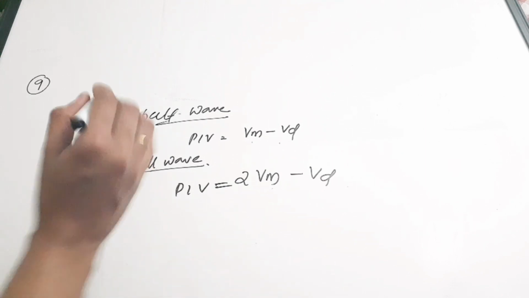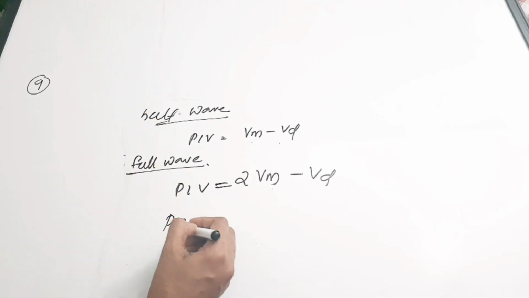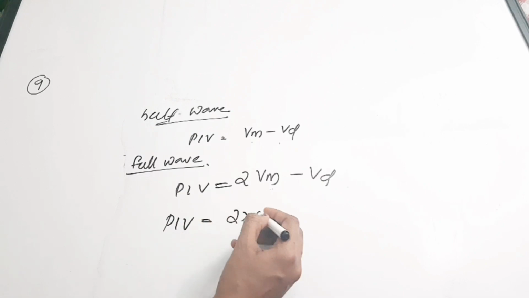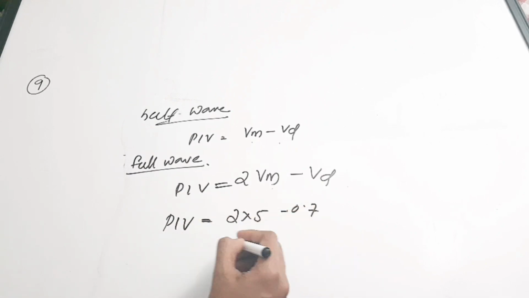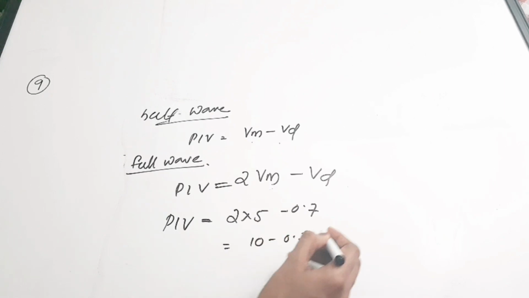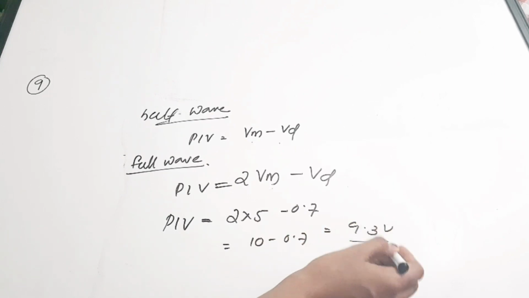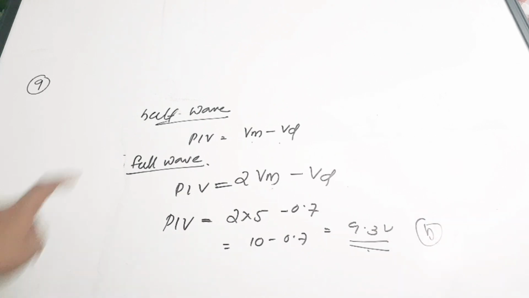Okay, so for this question the answer will be PIV equal to 2 into 5 minus 0.7, that is 10 minus 0.7, that is 9.3 volt. So the correct answer coming is option B. So these are the two equations for half wave and for full wave. This question is connected to the center tap full wave rectifier, so you have to use this equation. And the answer coming is 9.3 volt, which is option B. Moving on to the 10th question, which is the last question.